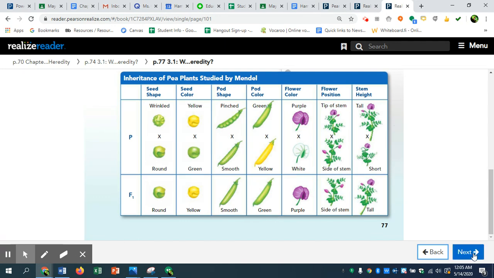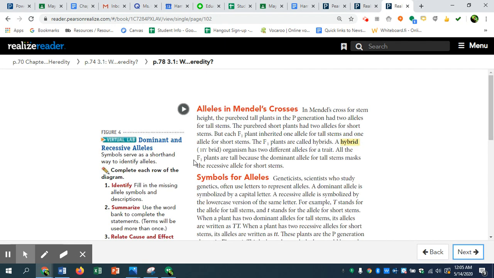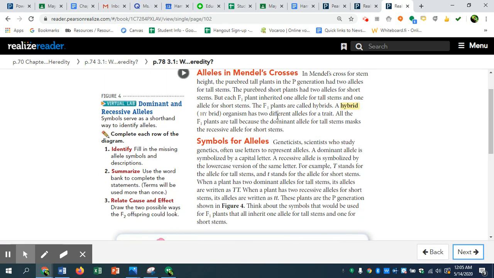Very good. All right, let's go on to the next activity. Let's talk about this term hybrid. A hybrid is an organism that has 2 different alleles for a trait. If you have the tall allele and the short allele, what you're going to see is the tall, but you're carrying the allele for being short. That's called a hybrid. You're carrying both types of the gene, but the dominant one is the one that you will always see.